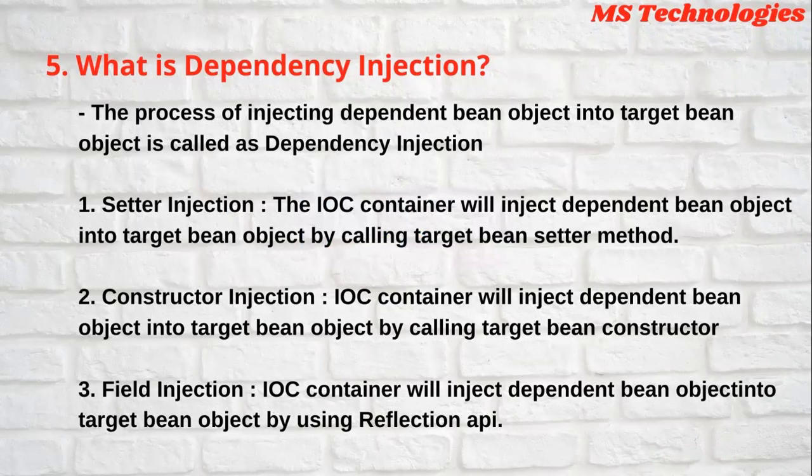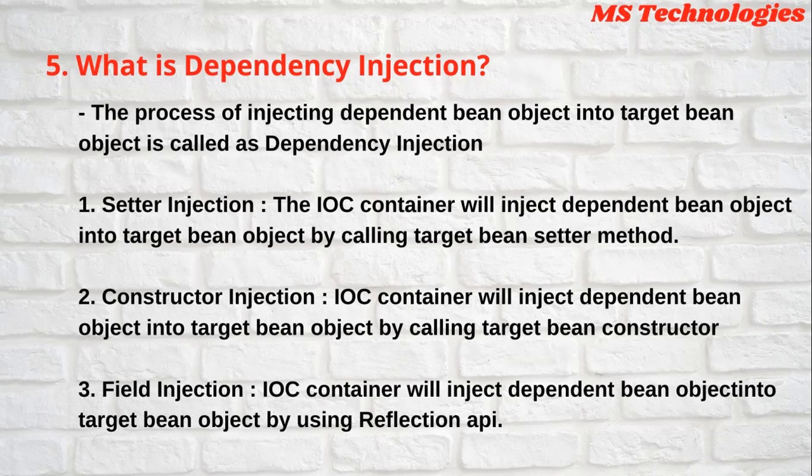Constructor injection. Instead of the setter method, IOC is going to use the target bean constructor. Using the target bean constructor to inject a dependent bean object into the target bean object is called constructor injection. In the previous case, we used the target bean setter method, but in this case we are going to use the target bean constructor. That is nothing but constructor injection.